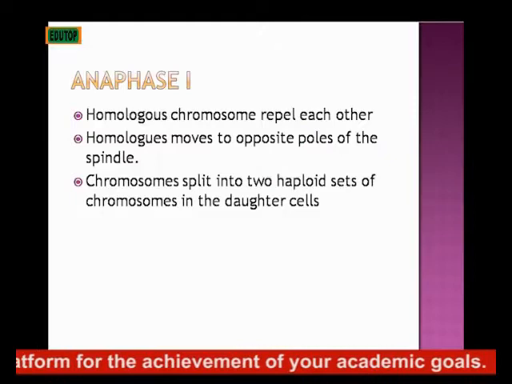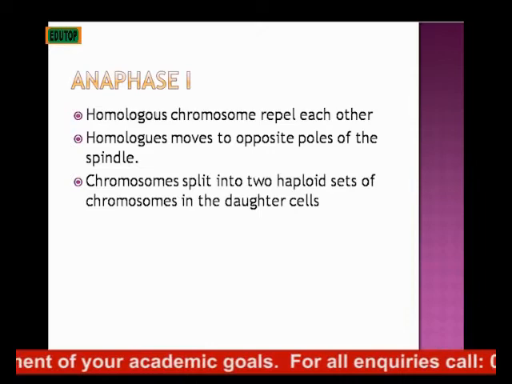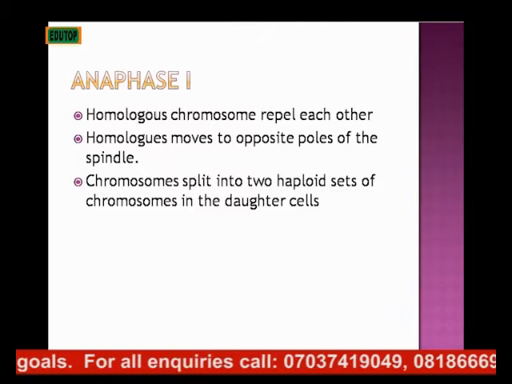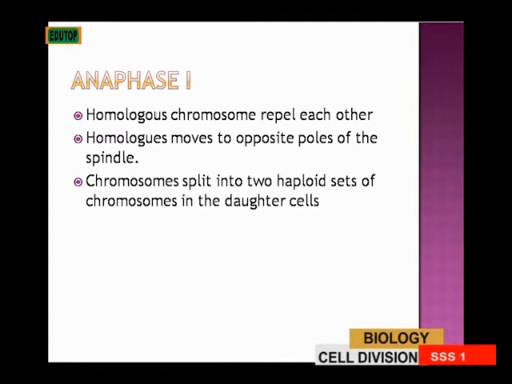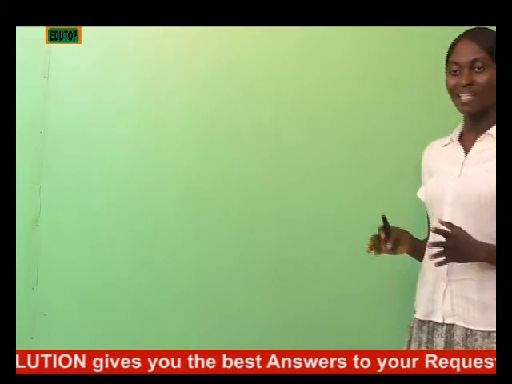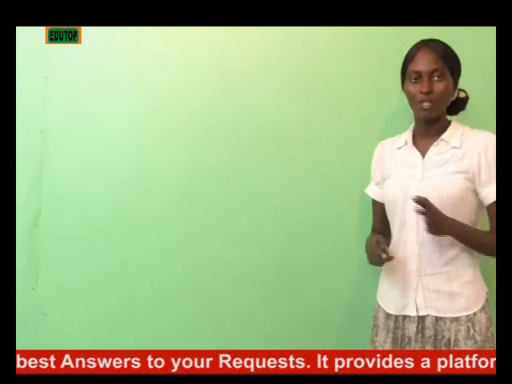They move away from each other to the opposite poles, then they split into two haploid sets of chromosomes in the daughter cell. Normally, what we have at the end of the day is the diploid set, but they first move to the haploid or singular set of chromosomes.